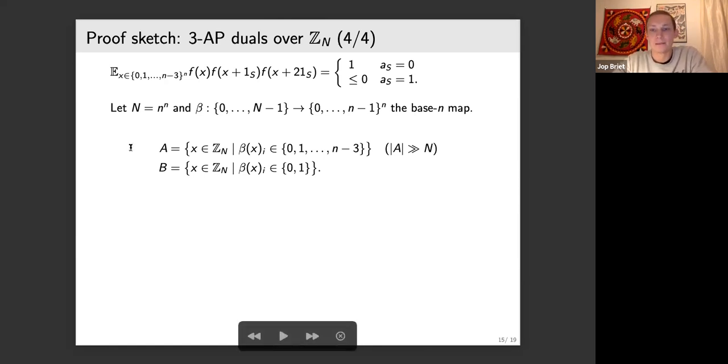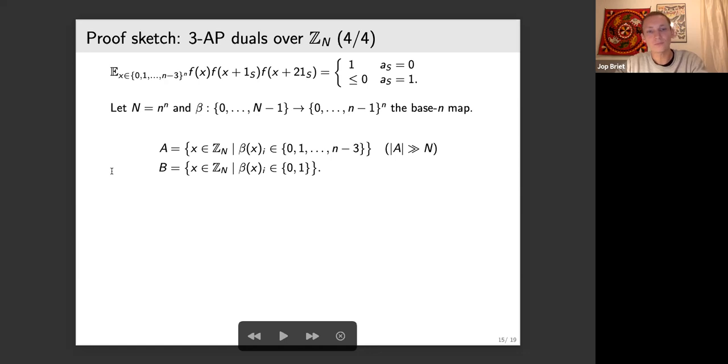We're almost there. Then I'm going to take 2 sets. The first set should look familiar. It's a set of points in Z mod n whose vector under beta has coordinates in 0 to n-3. Okay, so that's exactly the set that we're averaging over up here. And the most important thing about this set is that it's dense in n. Okay? And the second set is simply a set of elements in Z mod n whose coordinates base n are Boolean.